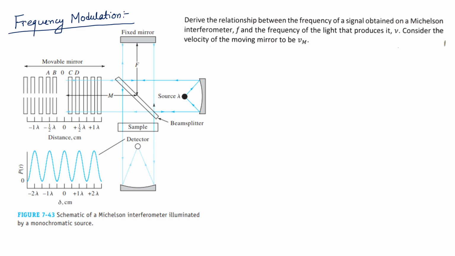Lambda equals c by nu, and nu equals c by lambda. C is 3 into 10 to the power 8 meter per second. I have to also convert the 500 into 500 into 10 to the power minus 9 meter. So see, your frequency is coming at 6 into 10 to the power 14.